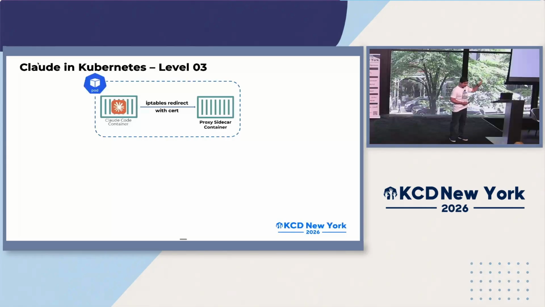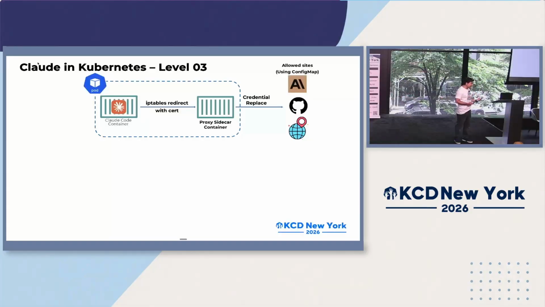sidecar container. And what we are going to do in the proxy sidecar container is, using config map, we can restrict what domain it can go to. So we could say, this is only allowed to go to Anthropic, GitHub, and any other site you want. And we are using IP tables redirect, which is a kernel level redirect, not HTTPS_proxy. So the agent cannot bypass it.